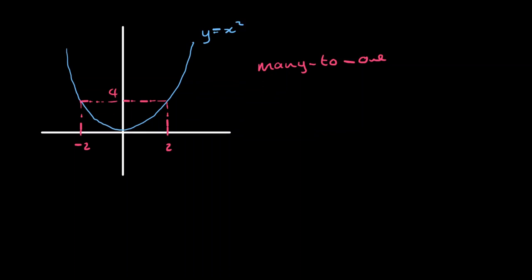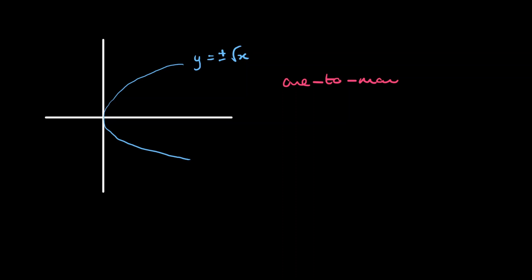All right then, let's do the last one. Let's do a one-to-many mapping. Sorry about that, beg your pardon. One-to-many mapping, we could do the graph of plus or minus the square root of x. So I'll draw that to look like this. Okay, sorry about that. So that's y is equal to plus or minus the square root of x. This is an example of a one-to-many.